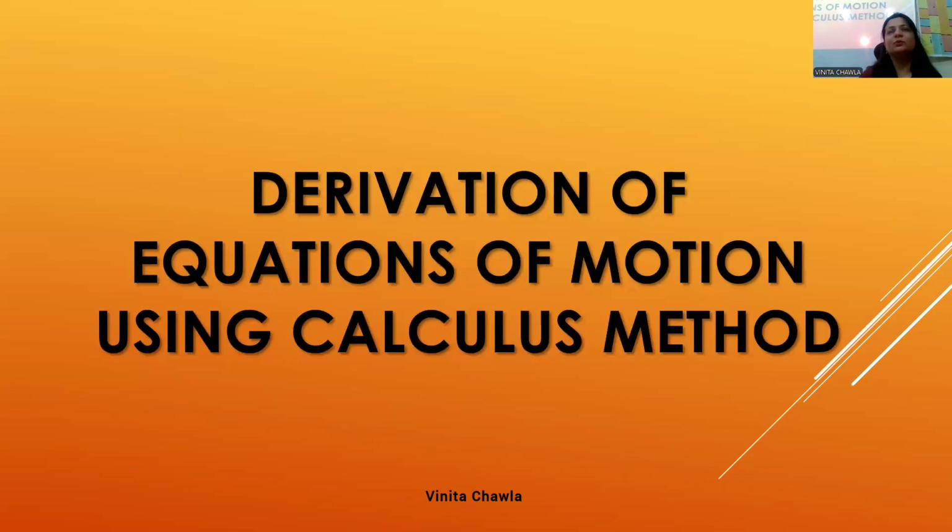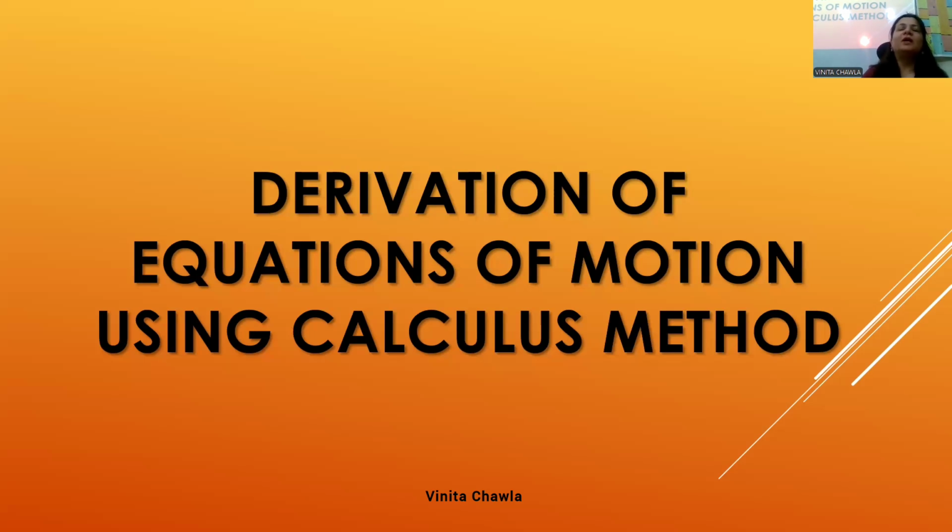Kinematic equations of motion using calculus method. So how many equations are there? Four. Which ones? V is equal to U plus at. S is equal to ut plus half at square. V square minus U square equals 2as. And for the nth second, we write U plus a by 2 times (2n minus 1).